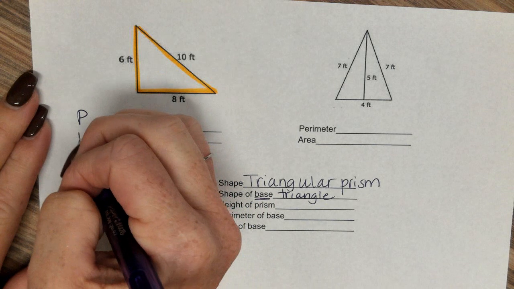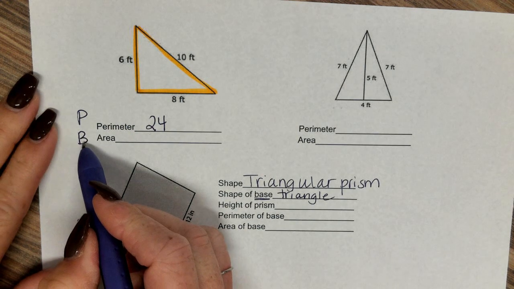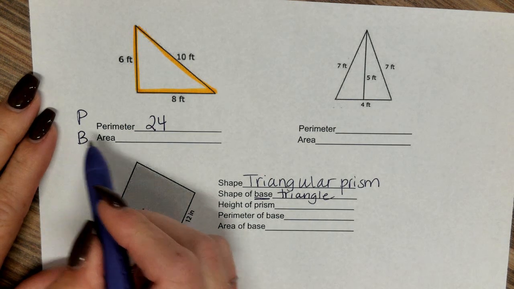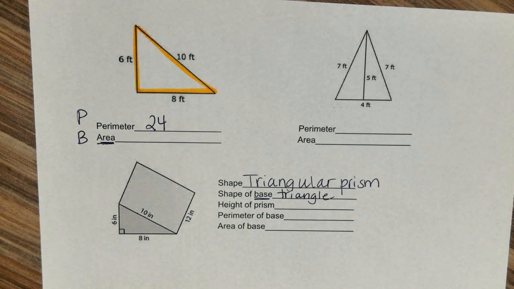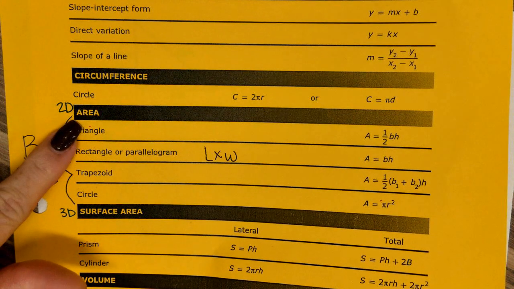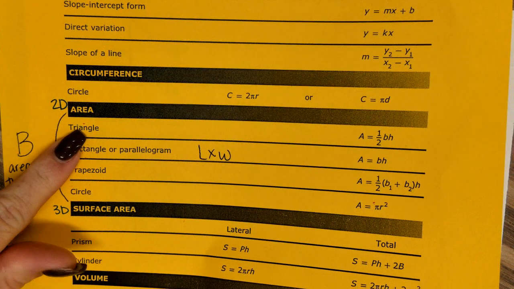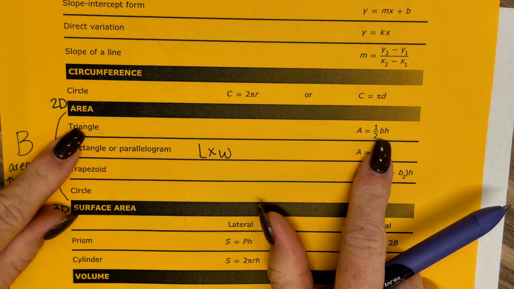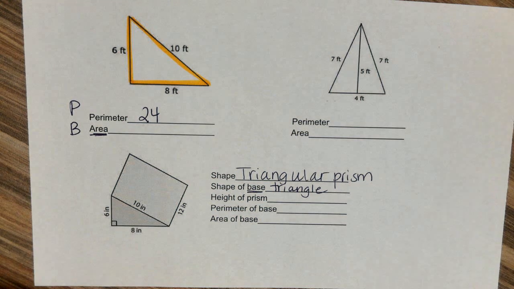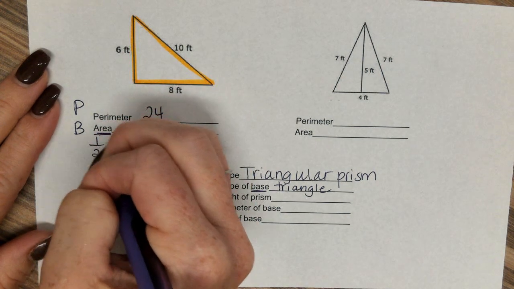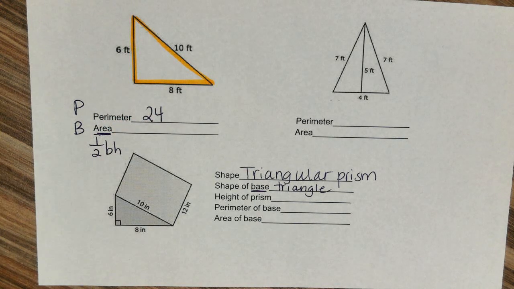Now, what does big B mean? Area of the base. So that is why I put right here that you need to find the area of this triangle. So everybody go. Where do you go when you need area? Star chart. So go to your star chart to area, find triangle, and what is the formula you're going to use today? 1/2 BH. Write that down right here. 1/2 BH.